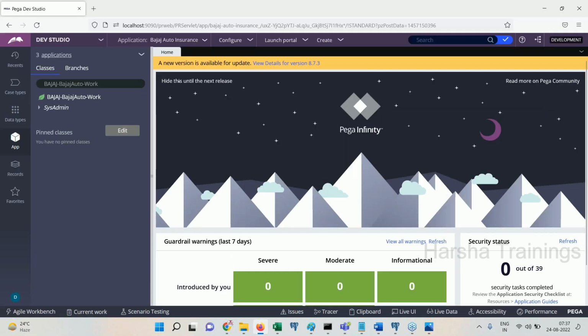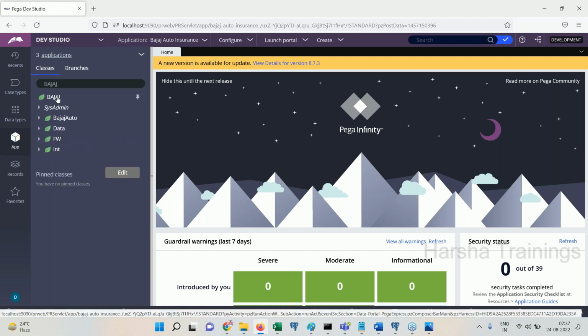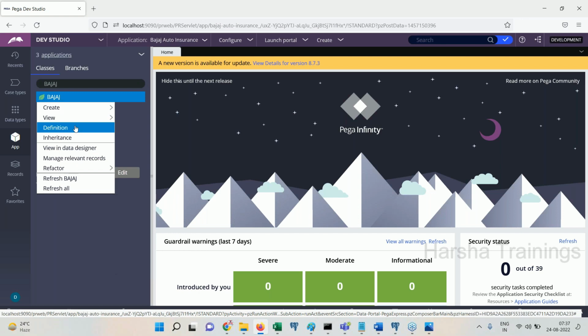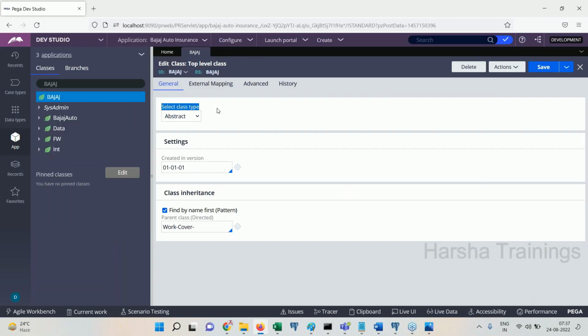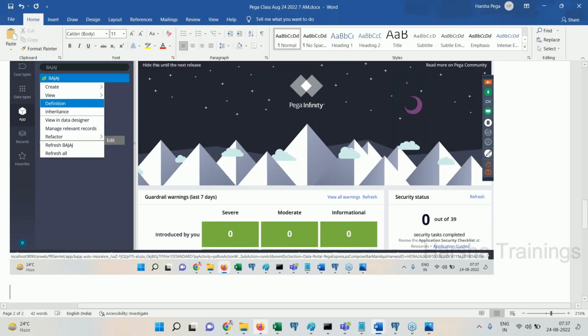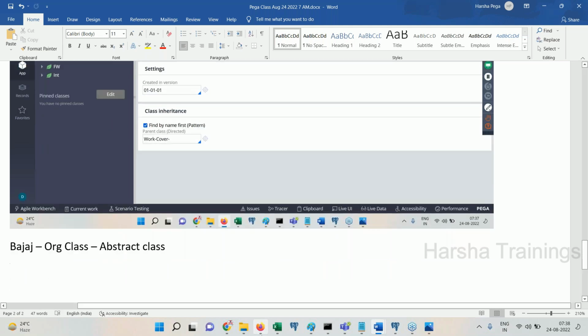I wanted to see the first top level class, Bajaj, correct? So backspace it here and you will get Bajaj. Right click on the Bajaj and see definition. We are going to only focus on one parameter for now, that is class type. What was the class type created? Bajaj, which is the organization class, was created as an abstract class. We did not create it manually. Automatically Pega has created it at the time you create a new application. Is it exactly matching with the organization structure and the details about abstract and concrete that we discussed? This class will have some functionalities which will be supplied to bottom levels.